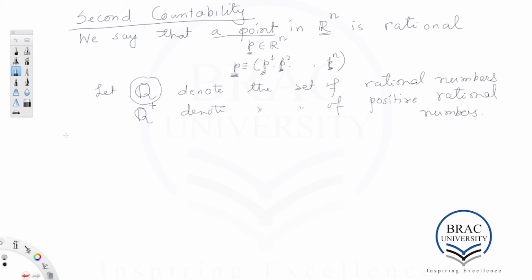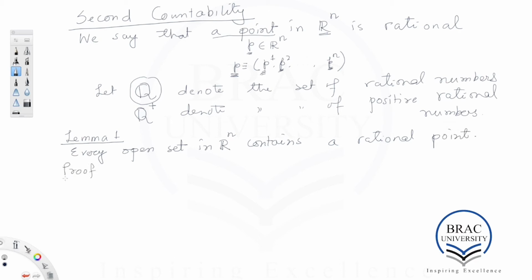Now we have a Lemma 1, which states that every open set in Rn contains a rational point. Okay, how do we see this? So here is the sketch of the proof.